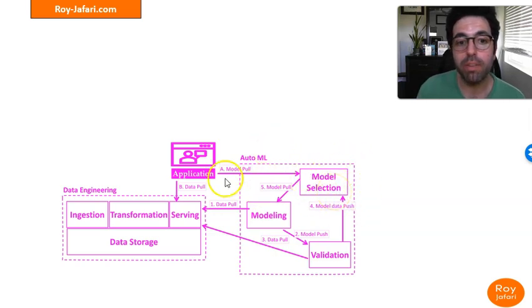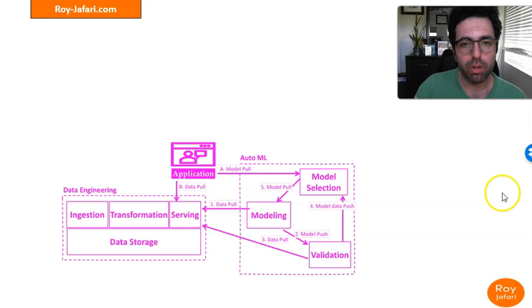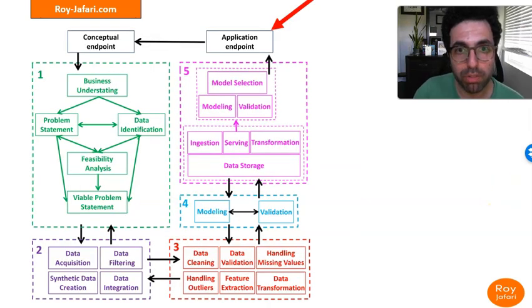So whenever the application needs a model, it pings model selection and asks, okay, give me the best model that I need to use for this right now. So those are the 2 parts of the deployment. And once deployment is done, we've got the application endpoint. Basically, the application endpoint brings the model that the AutoML has created, with the help of the data engineering, to the application.